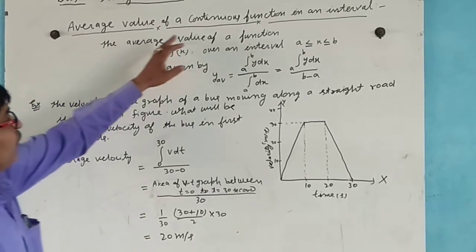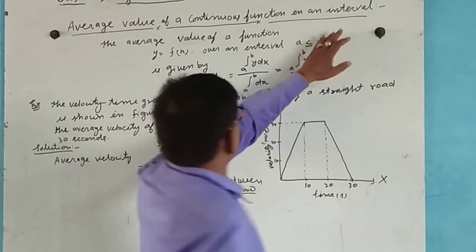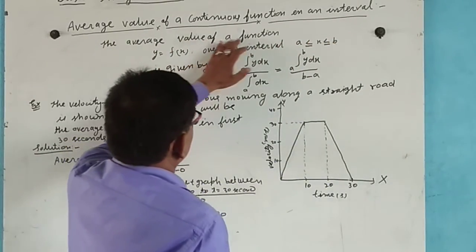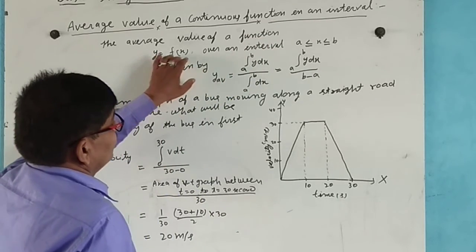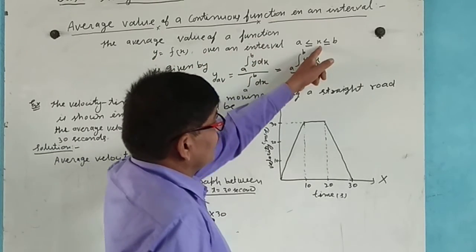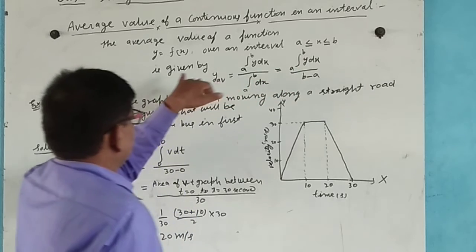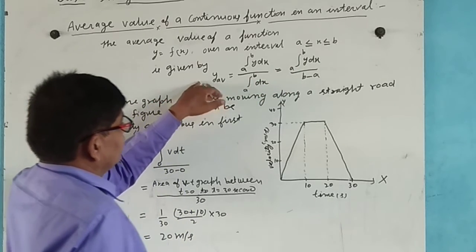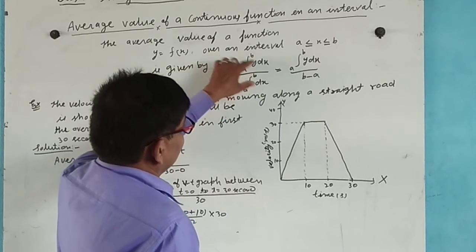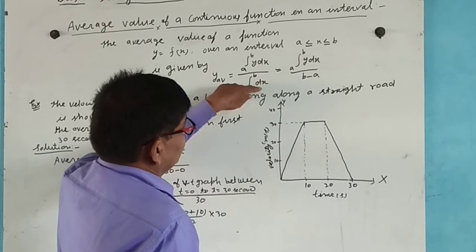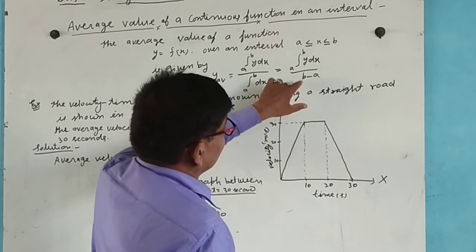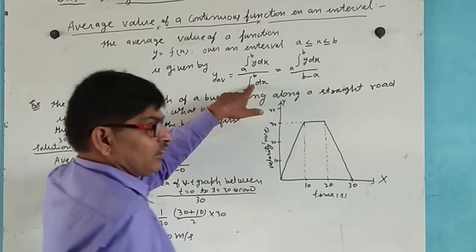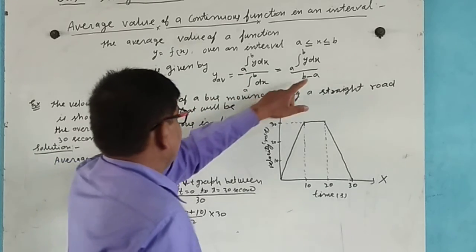Now we discuss the average value of a continuous function in an interval. The average value of the continuous function y equal to f of x, where the limit of x varies from a to b, is then given by integration of a to b y dx divided by integration of a to b dx. That is, integration of a to b y dx divided by b minus a.